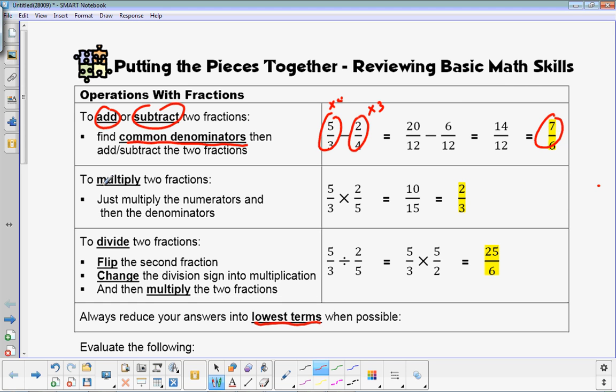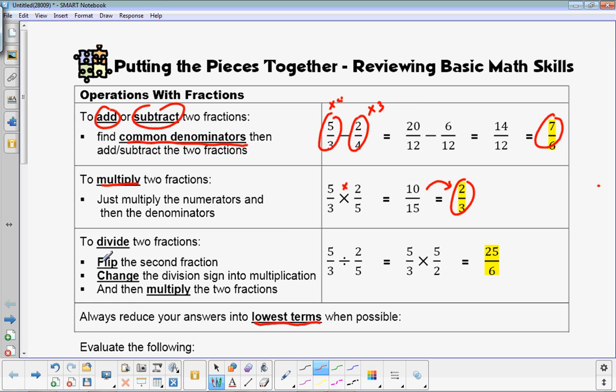Now, when you're multiplying two fractions, all you do is you multiply the numerators, so 5 times 2 would be 10, and then you multiply the denominators. 3 times 5 is 15, and then again, you want to do your lowest terms, so divide both top and bottom by 5, you end up with 2/3, and that would be your correct answer.